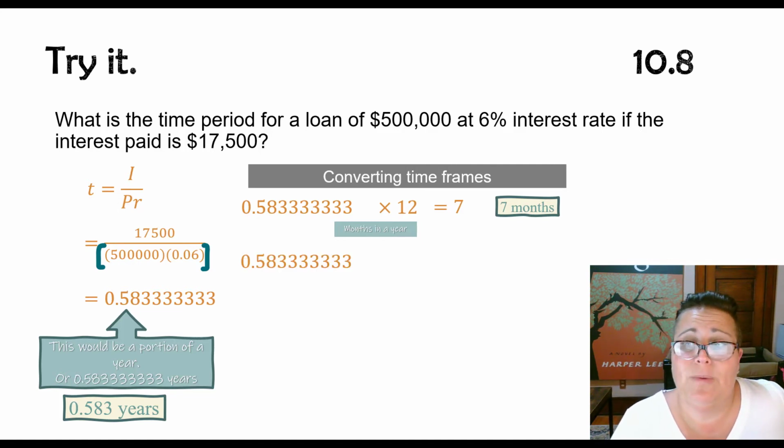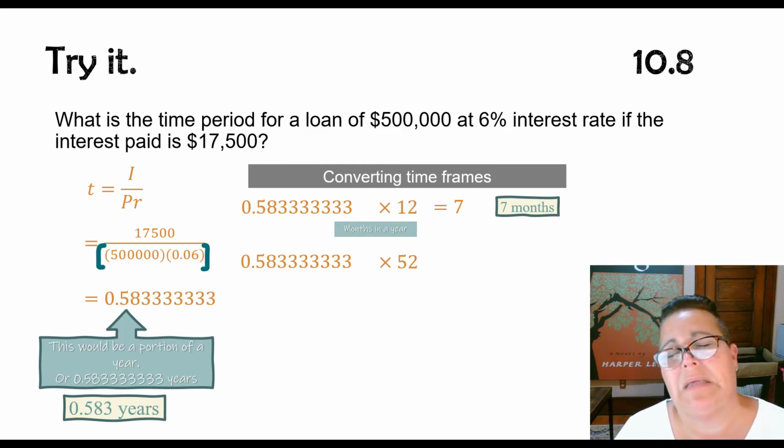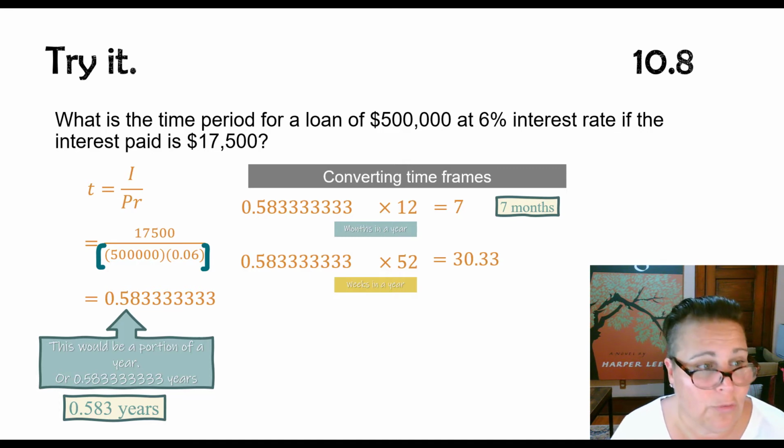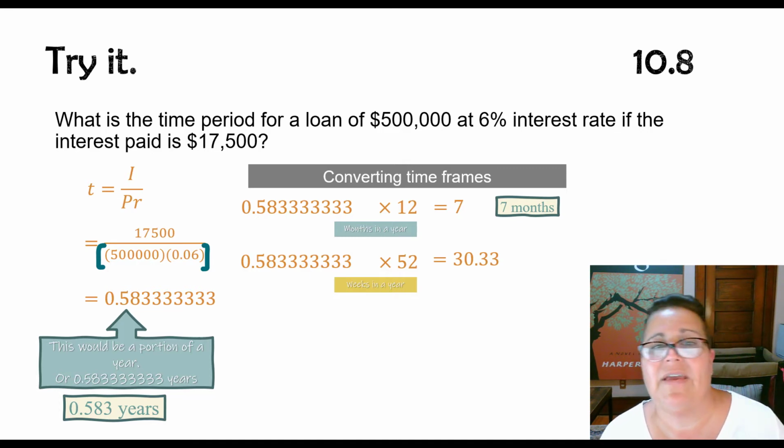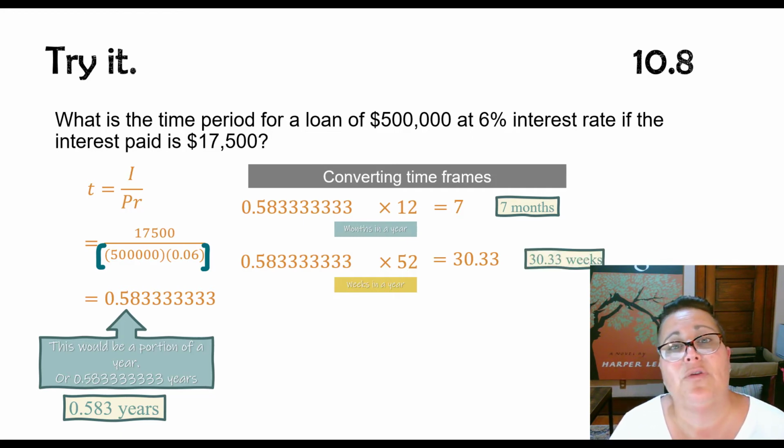If we had to convert it to weeks, do you know how many weeks are in a year? Yep, 52. So I'm going to take 0.583 repeating and multiply that by 52 because there are 52 weeks in a year. And when I do that, I get 30.33 or 30 1/3. That means 0.583333 of a year is 30 1/3 weeks. This is a valid answer, but I don't like it. Nobody thinks about 1/3 of a week. 30 weeks makes sense. 31 weeks makes sense. But 30 1/3? Doesn't make sense.